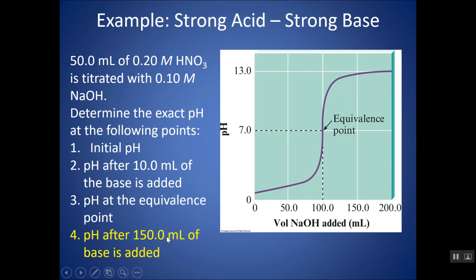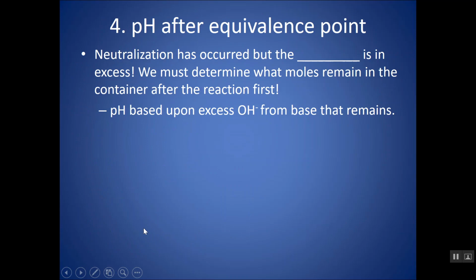pH after 150 milliliters of base is added. Again, I have some acid to start with, and I have base being added. This is a limiting reactant problem. At this point, your pH is going to be governed by how much excess base is in your solution. So you always have to find out what moles remain in your container after the reaction first, and then you can figure out your pH from that.